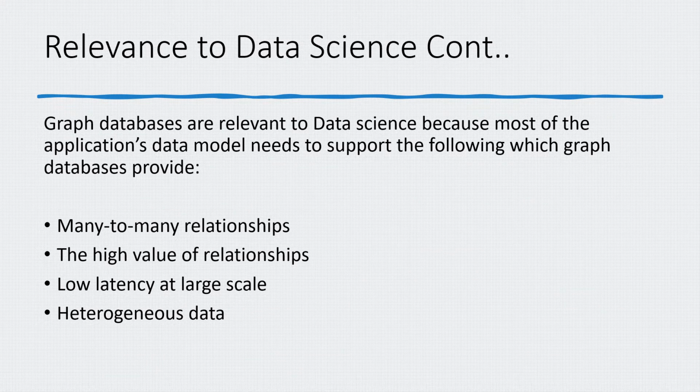Graph databases are relevant to data science because most applications' data models need to support the following, which graph databases provide. It has to support many-to-many relationships, the higher value of the relationships, low latency at large scale, and lastly, heterogeneous data.